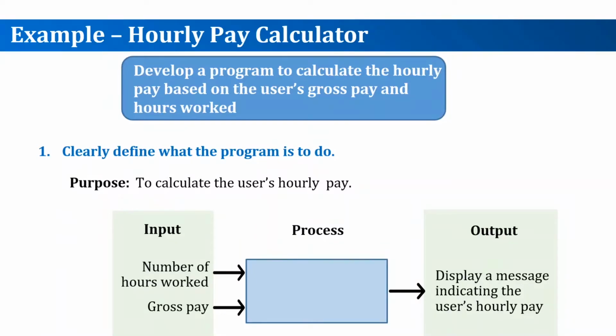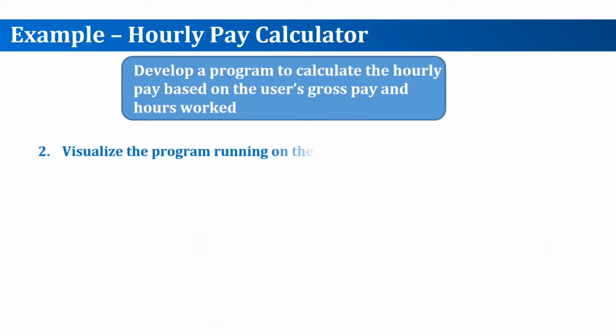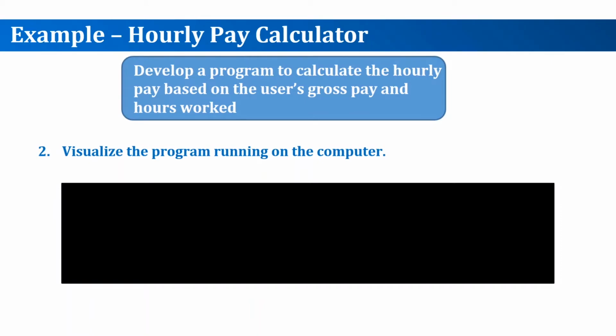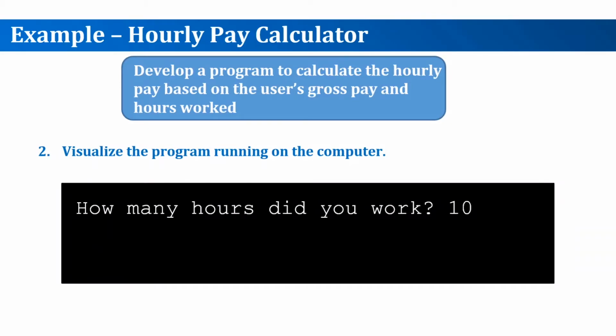Now that you are clear on what your program needs to do, you can solve the problem using simple math by saying that the output hourly pay is equal to the gross pay divided by the number of hours worked. The second step is to visualize your program running on your computer. For example, we need two inputs, hours worked and the gross pay. This means that I need to prompt the user for these inputs. So in my program, I visualize that the first line to be displayed to the user will be the prompt for the user's worked hours.